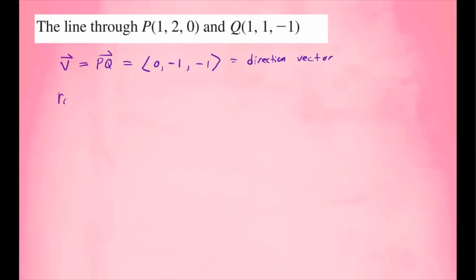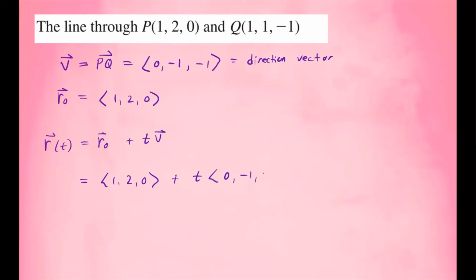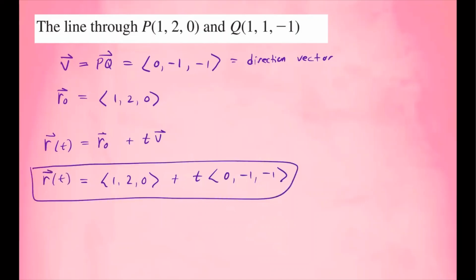Now we also need r0, which is our position vector. Since we're going from P to Q, we're going to use this as our point P0 to create that position vector. So we take this, subtract from the origin, you get the vector 1, 2, 0. So your vector equation of the line, r of t, is simply r0 plus t times the direction vector. Let's substitute them. So this will be equal to 1, 2, 0 plus t times the vector v, which has the components 0, -1, -1. So this is your r of t, the vector equation of the line.